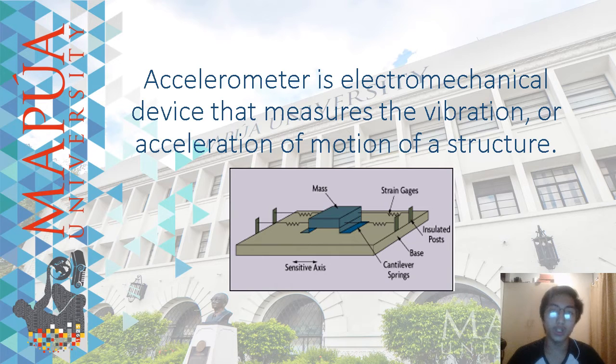The force caused by vibration, or a change in motion, causes the mass to squeeze the piezoelectric material, which produces an electrical charge that is proportional to the force exerted upon it. Since the charge is proportional to the force and the mass is constant, then the charge is also proportional to the acceleration.